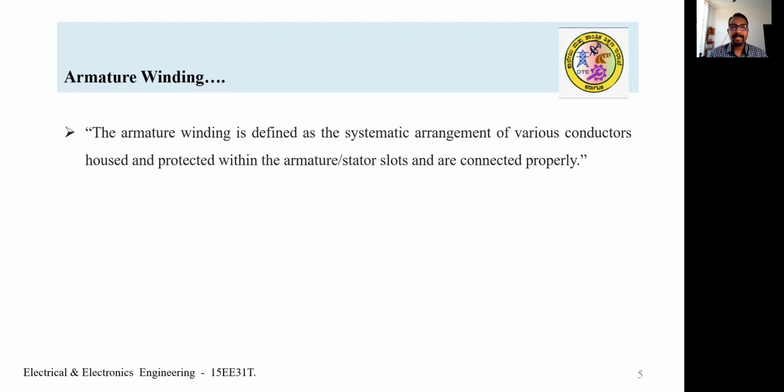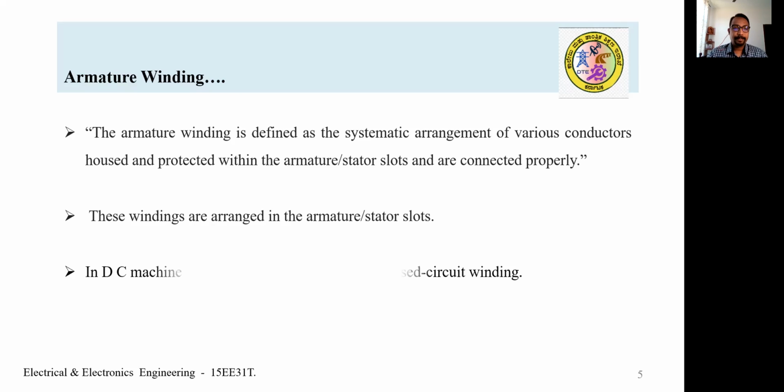The armature winding is defined as the systematic arrangement of various conductors placed or housed and protected within the armature or stator slots and connected properly. These windings are arranged in the slots of the armature or in the slots of the stator. Next, in the case of a DC machine, what type of winding are we using?